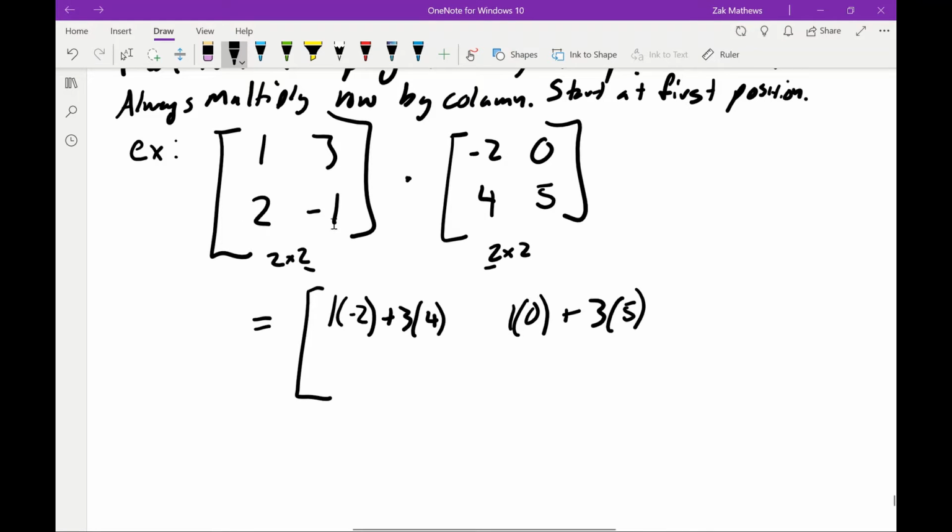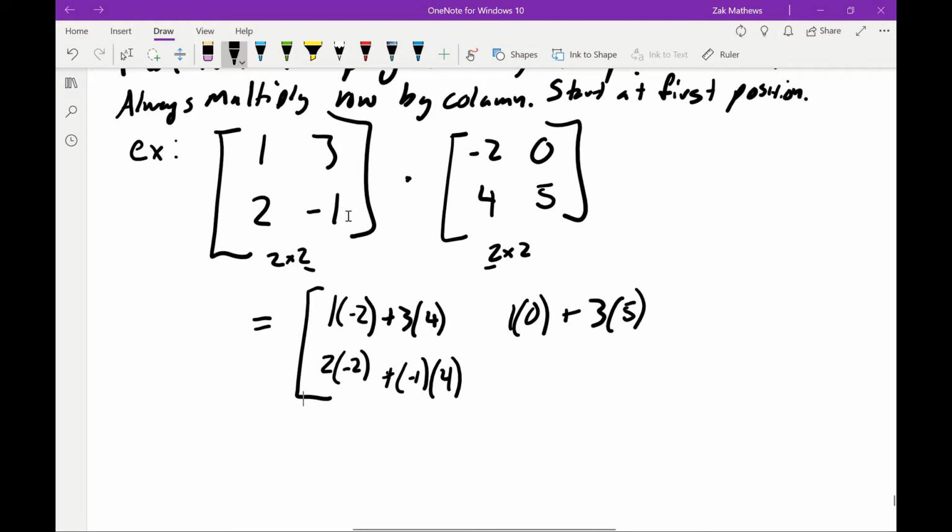I'll move to the next row and next column. So now I have the second row. Notice I'm in the second row here. First column, I'm going to be in the first column here. I'm going to start at the beginning of the row. 2 times the top of the column is negative 2. I add to that negative 1 times the 4. Notice I started at the first position of the row, first position in the column. I've always got to start at the very left and the very top, always. Now I'm moving to that second row, second column.